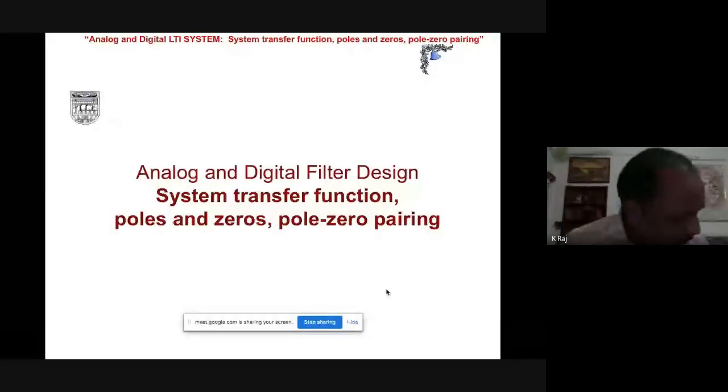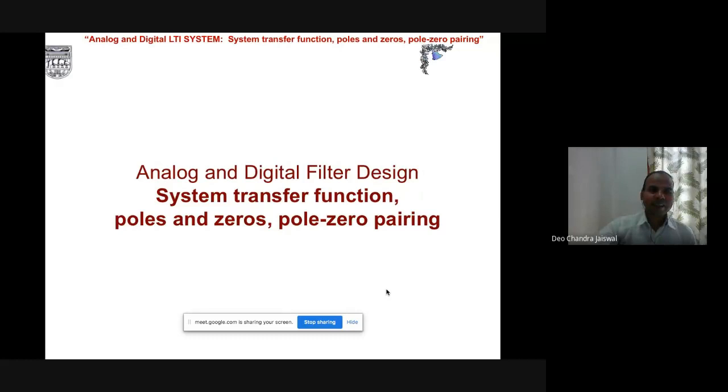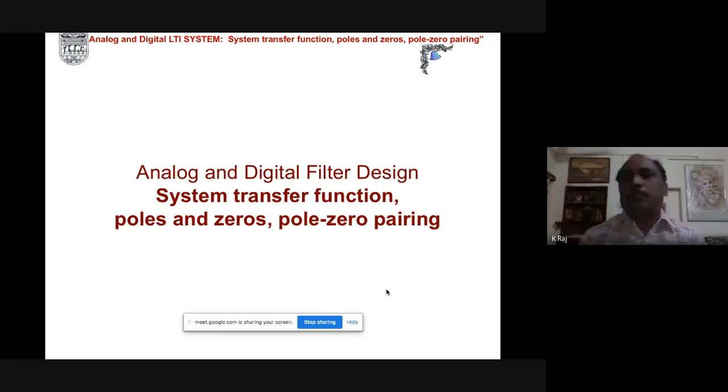Yes, sir. Okay, so in this lecture we will discuss the concept of the transfer function, how the pole zero will be presented, and what the concept of pole zero pairing is. We will also discuss some MATLAB functions that will be utilized in order to represent the poles and zeros of the system transfer function.